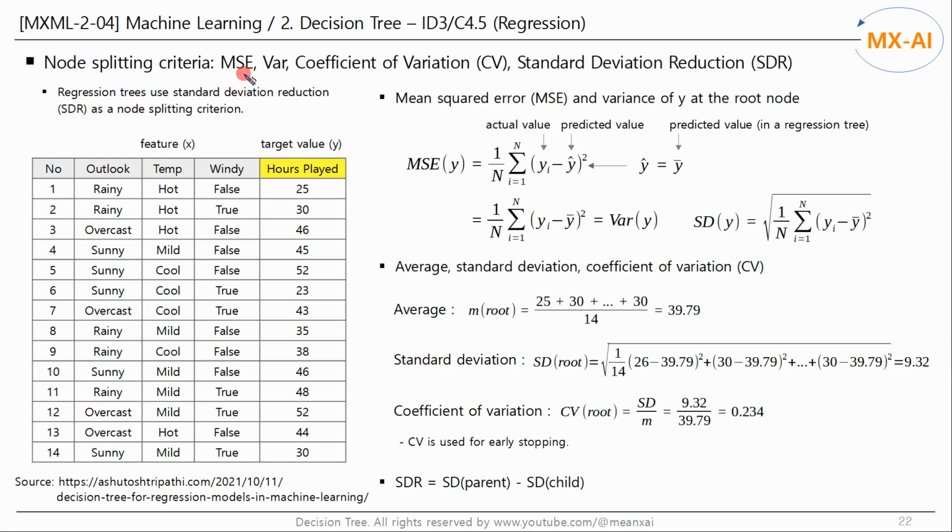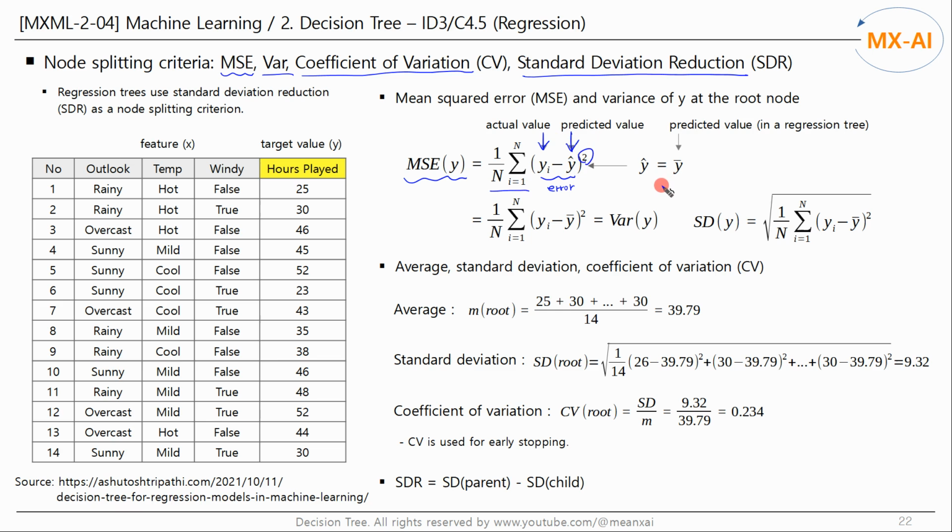Now let's look at mean squared error, variance, coefficient of variation, and standard deviation reduction, SDR. As you know, the MSE for the target value Y is calculated as follows. Y is the observed actual target value in the dataset, and Y hat is the value predicted by a model. This difference is the error, and the mean of the squared errors is the MSE.